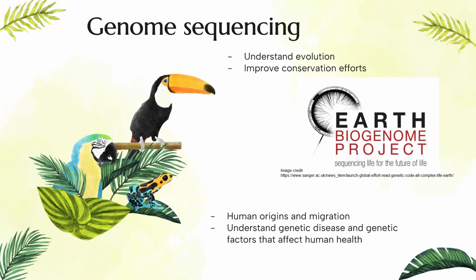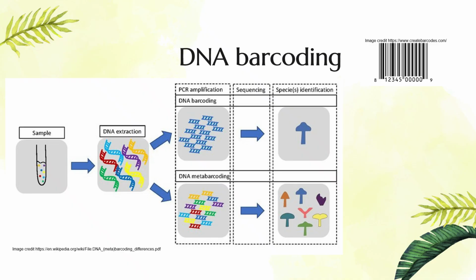Another more technical, more expensive, but more specific way of identifying organisms is through genome sequencing. In our last video lecture, we talked about some of the goals of genome sequencing. We want to understand evolution. We want to be able to improve conservation efforts. We want to understand and treat diseases better. We can also use genome sequencing to identify organisms, to try to figure out what species they are.